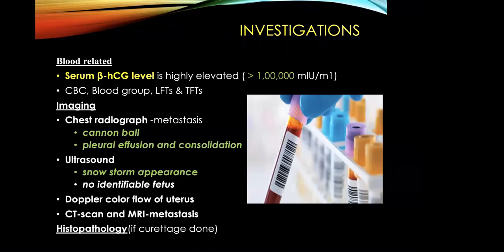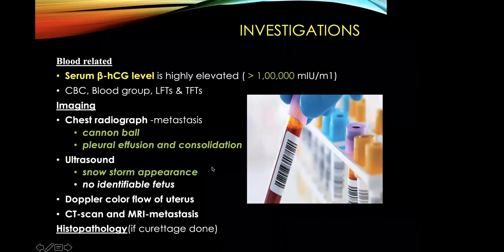Here you find the beta-HCG levels are very, very high, elevated more than 1 lakh milli international units per ml. The CBC will show whether there is infection, leukopenia, or leukocytosis, and LFTs and renal function tests will be altered. On X-ray, posterior anterior view, you will find metastasis with a cannonball appearance, pleural effusion and consolidation. On ultrasound, you will find the same snowstorm appearance, but you need to further confirm the diagnosis by doing a Doppler or color Doppler study if required, and a CT and MRI.